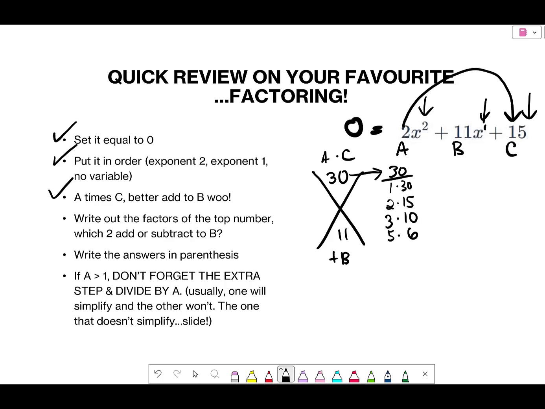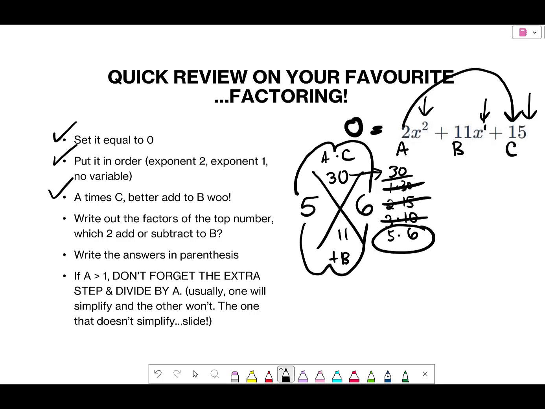Now we're trying to find an option here that adds or subtracts to 11. So 1 and 30 does not work, 15 and 2 does not work, 10 and 3 does not work, but 5 and 6 does. If I put a 5 here and a 6 here, it multiplies to 30, but it adds to 11. 5 plus 6 is 11. So you're going to write your answers in 2 sets of parentheses. We have a positive 5 and a positive 6. So I'm going to highlight that. This answer goes here, this answer goes here.